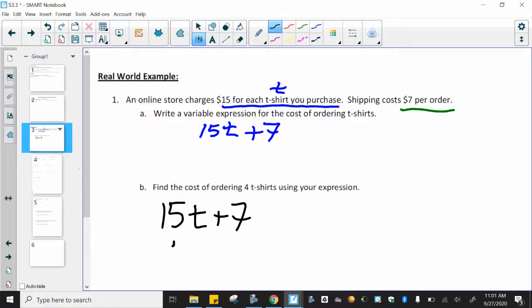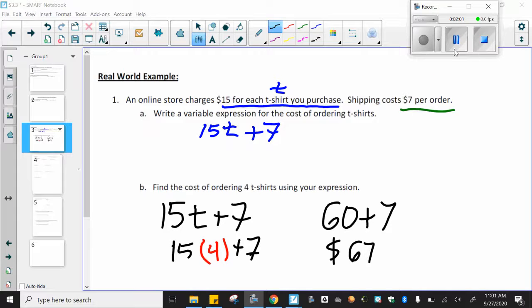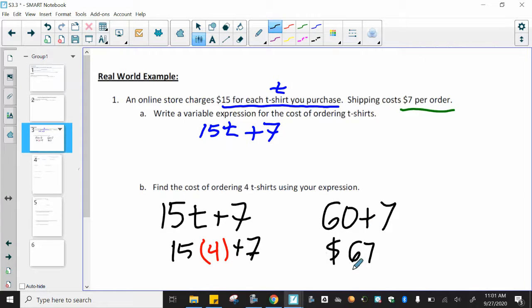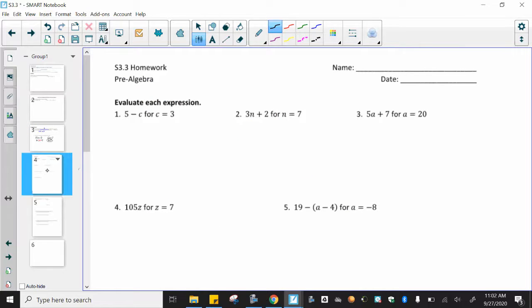Alright, and then I want to put the number 4 in there. So 15 times 4 plus 7. Alright, so we're going to multiply 15 times 4 is 60, plus 7, or $67. Right? Oh yeah, $67.